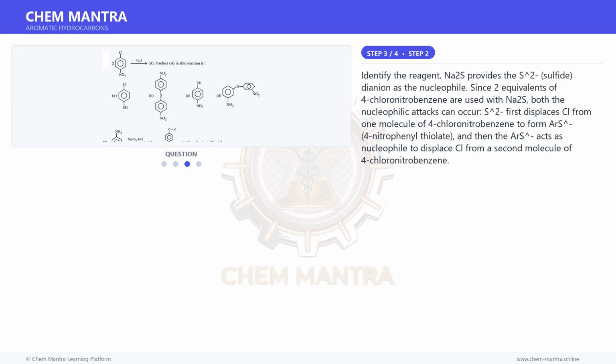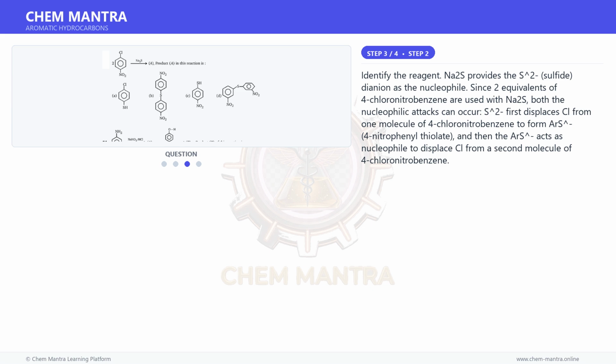Moving on to the next step. Identify the reagent. Na2S provides the S2- sulfide dianion as the nucleophile. Since two equivalents of 4-chloronitrobenzene are used with Na2S, both nucleophilic attacks can occur.